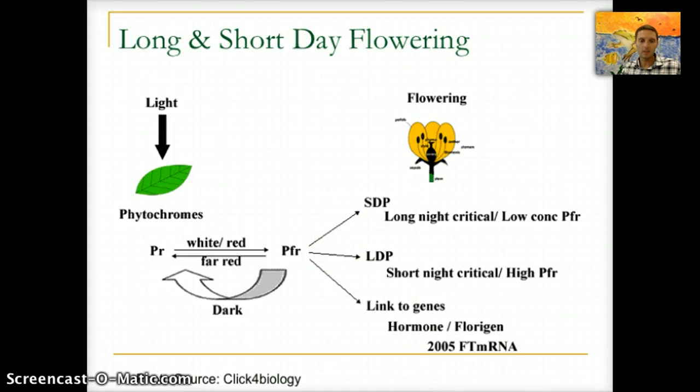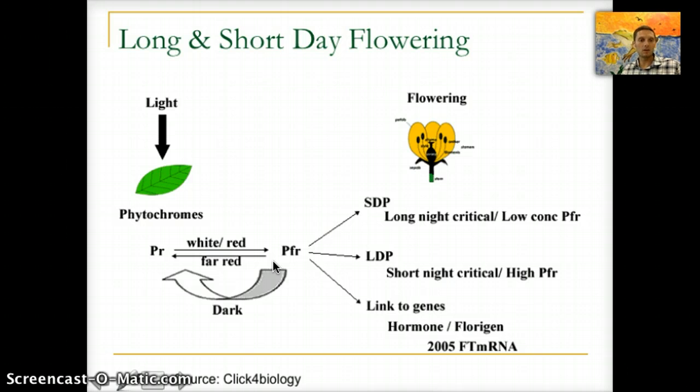So that kind of hopefully comes together and makes sense. So flowering falls into two different categories. We have short day plants, or SDP, and long day plants. In short day plants, the receptor inhibits the transcription of genes needed for flowering when PFR binds to it. So when this PFR protein binds to the genes, it acts as an inhibitor, and it inhibits the gene that's going to cause the flowering.